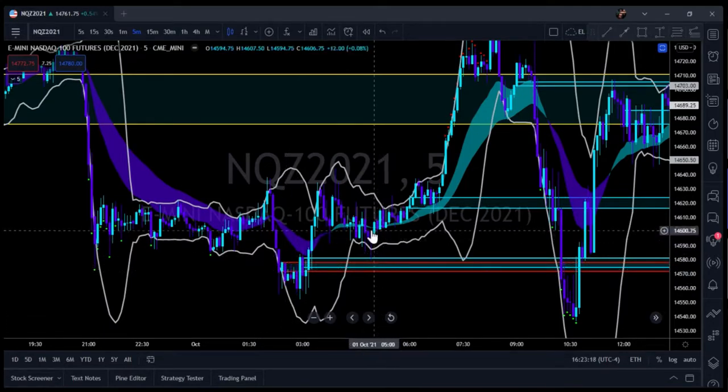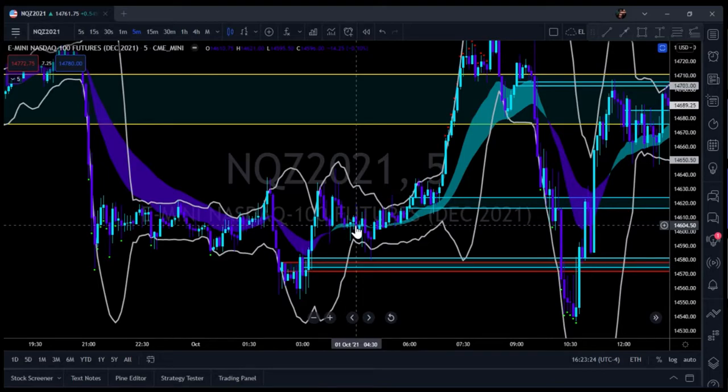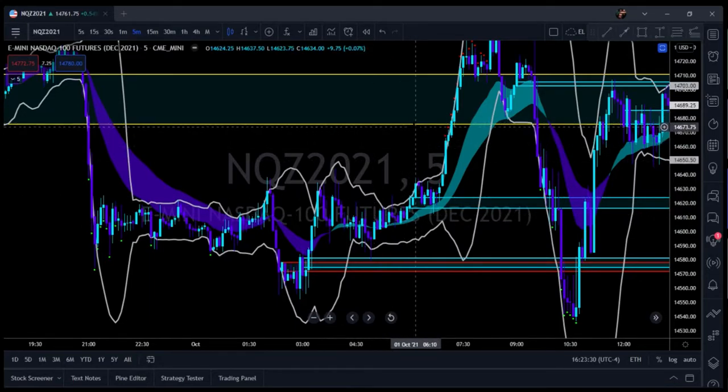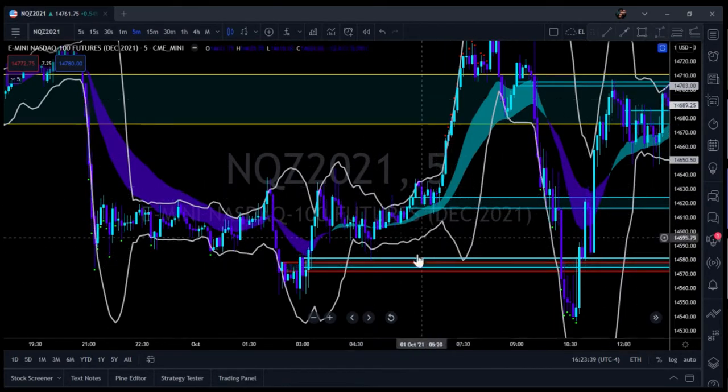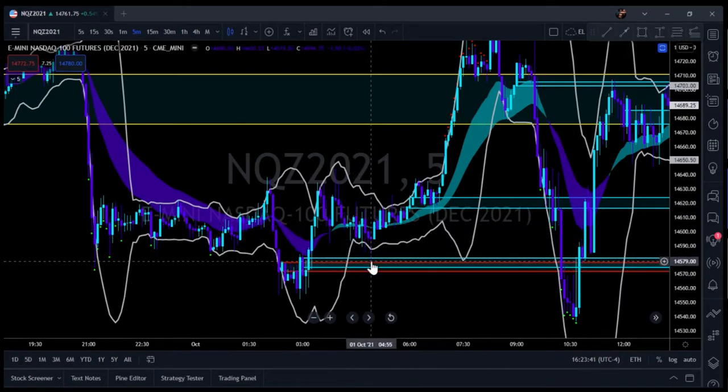Well, you had the cloud also go from purple to teal, blue, whatever you want to call that color. So there's some more confluence. We never retested that closing range. There's some more confluence. So that's what I'm trying to tell you. Build a case to go long right here. And you would have known all that right here.